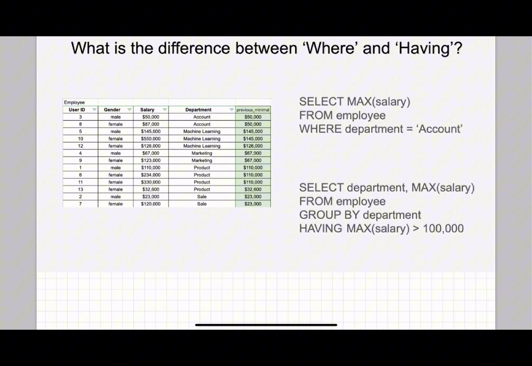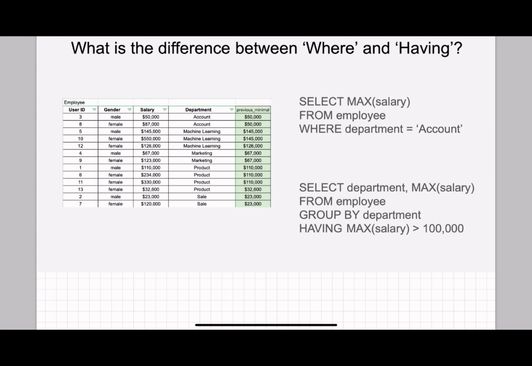For the WHERE clause, I wrote: select max salary from employee where department equals account. And for the HAVING one, I used: select department, max salary from employee group by department having max salary larger than 10K. So you can quickly feel that the WHERE usage and HAVING usage in my two examples are a little different, but I'm gonna tell you what the direct answer should be.